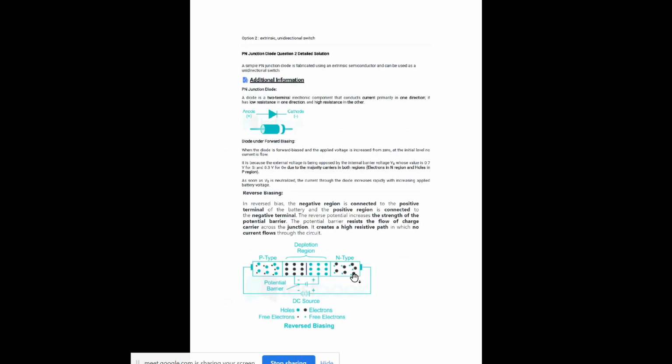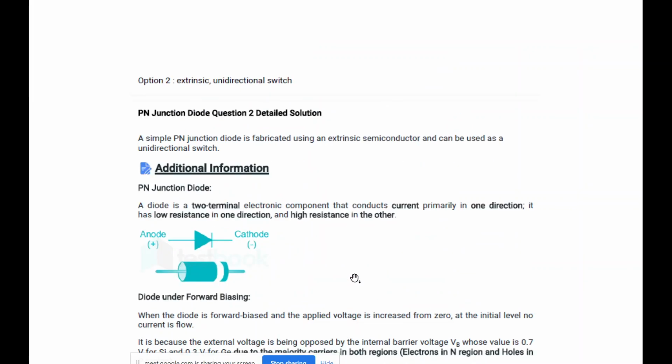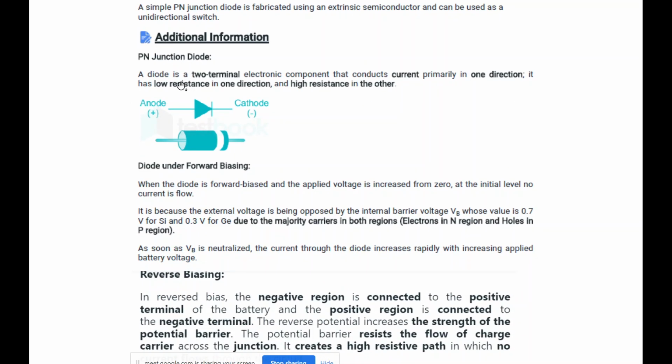Okay, so let's go to the explanation first of all. I have tried to explain this question like this. So we know the answer is second, extrinsic and unidirectional. The PN junction diode is fabricated using an extrinsic semiconductor, and it can be used as a unidirectional switch. If we see a general figure of a PN junction diode, a diode is a two-terminal electronic component, that is an anode and a cathode, that conducts current primarily in one direction, as Rajiv ji said, that is unidirectional, and it has low resistance in one direction, high resistance in the other.